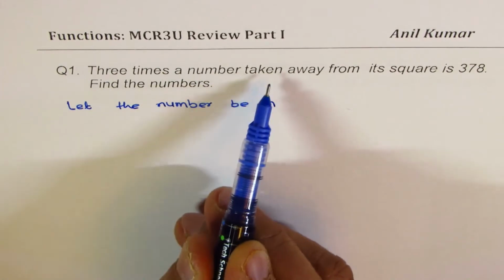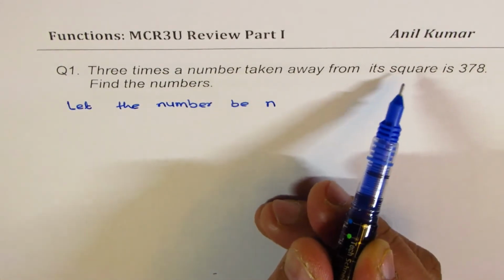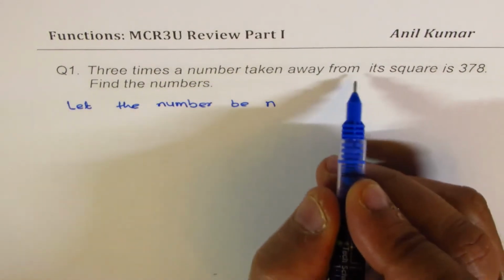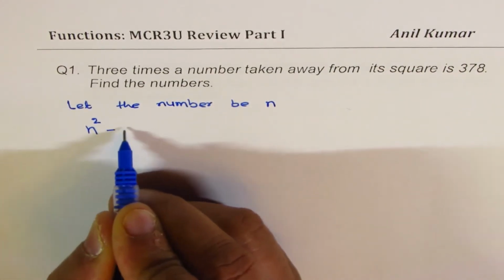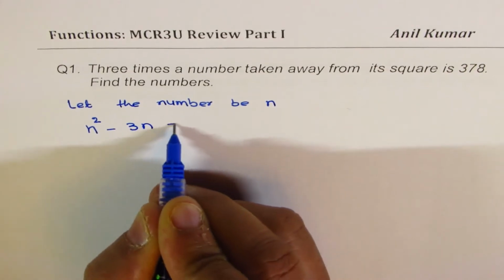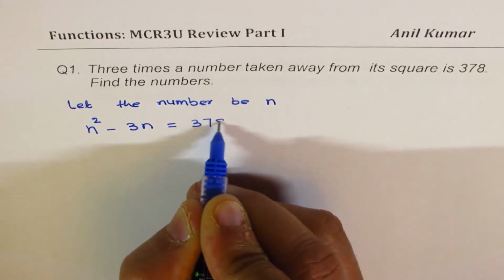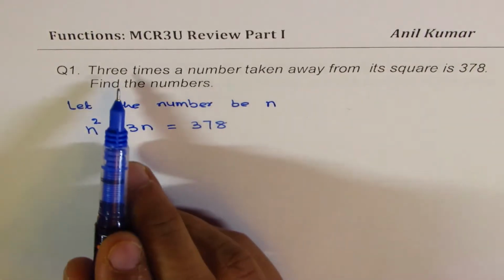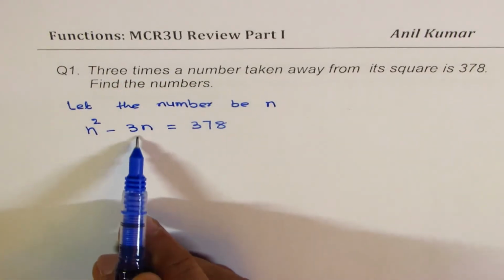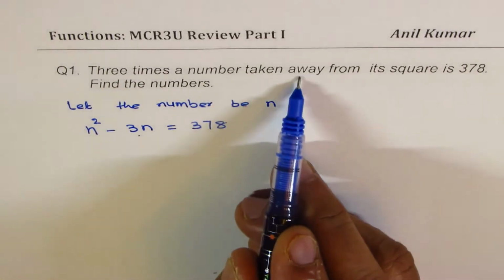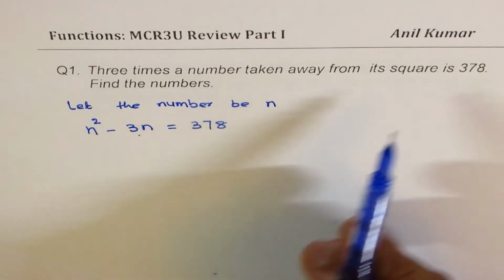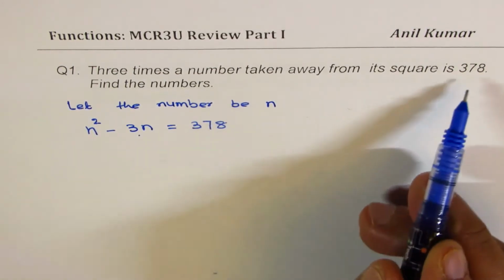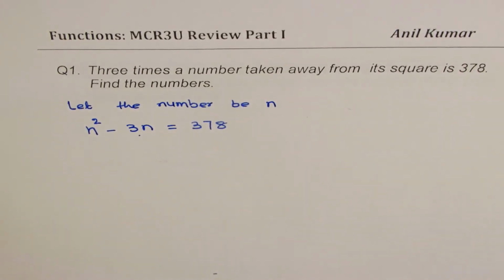3 times a number taken away from its square. That means n square. So n square minus 3n should be equal to 378. So that becomes the equation. Now you need to find the numbers.